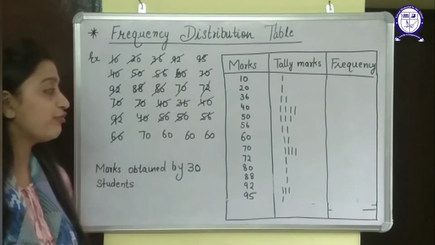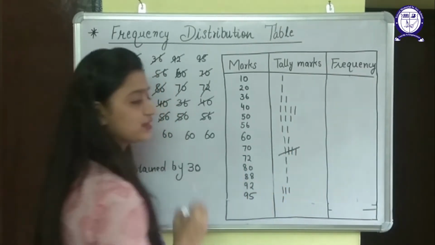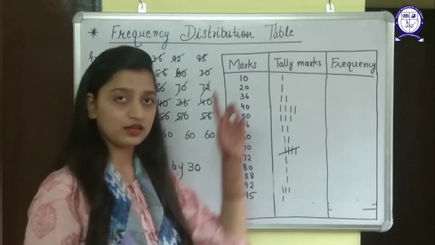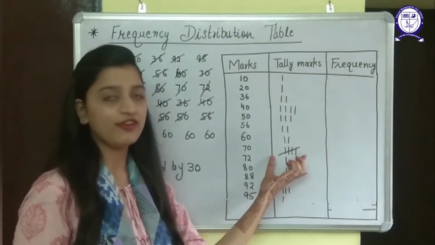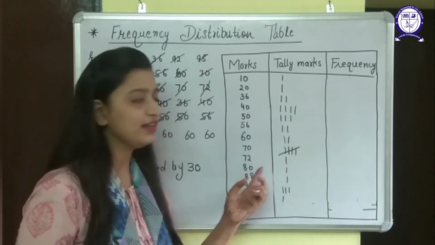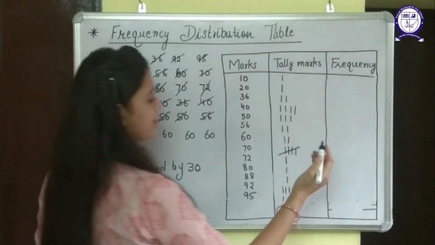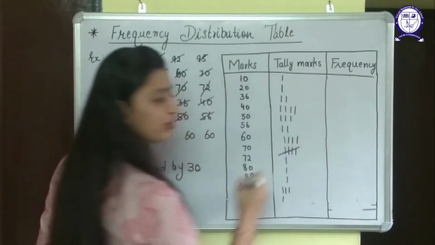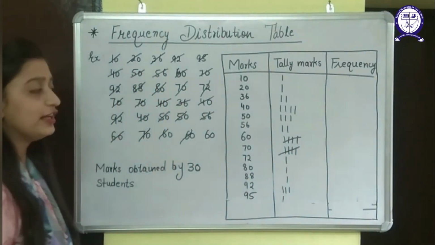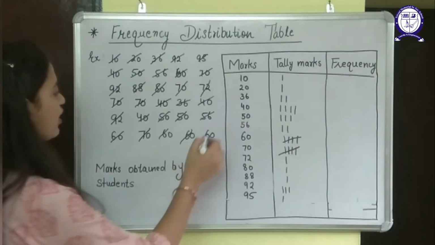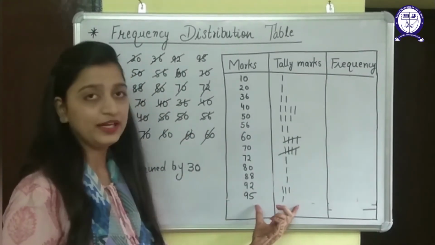So what I am going to do, the fifth one will not be a slash. It will be like this: 4 vertical lines and then a cross through them. So this represents my 5: 1, 2, 3, 4 and 5. Then 60, 60, 60, 3 times 60. So 2 times it will be like this and the third time it will be like this. Now I will cancel all of them. They are all cancelled out. So my table is complete till tally marks.